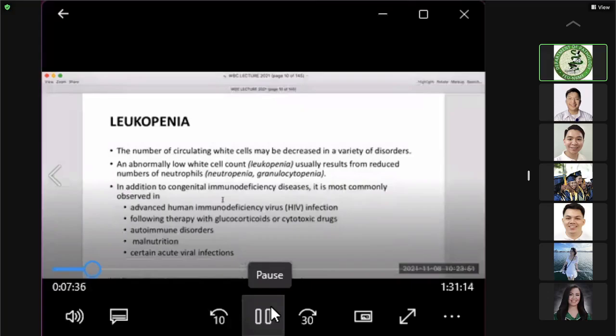Looking at leukopenia, the number of circulating white cells may be decreased in a variety of disorders, as we get to see cases of these disorders that are associated with leukopenia.